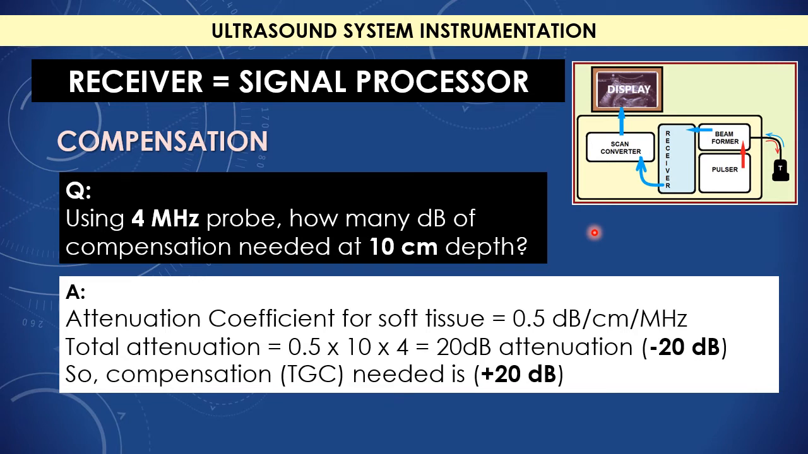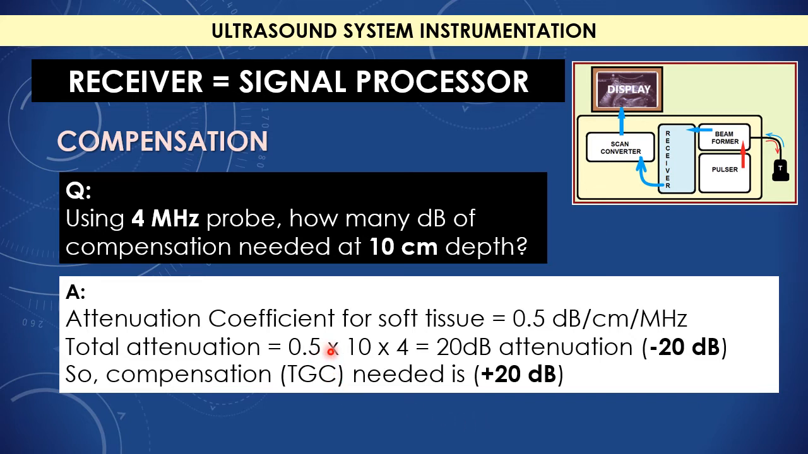Can I calculate the attenuation at 10 centimeter depth? Yes, we know that there is something called the attenuation coefficient. The attenuation coefficient for the soft tissue in the human body is known, okay, it is 0.5 decibel per centimeter depth per 1 megahertz. So you can calculate now how much will be the attenuation at 10 centimeter with 4 megahertz.